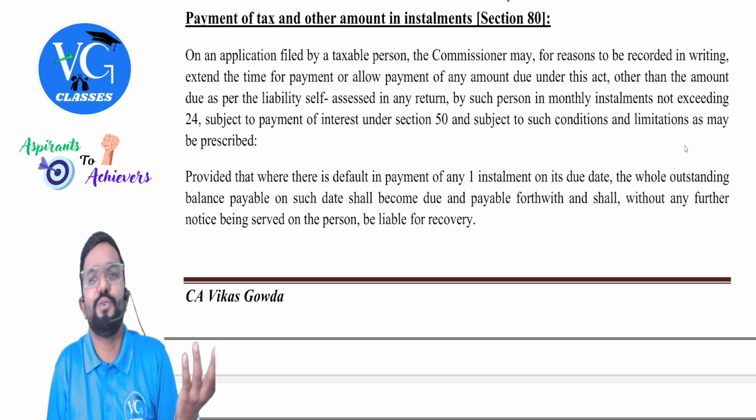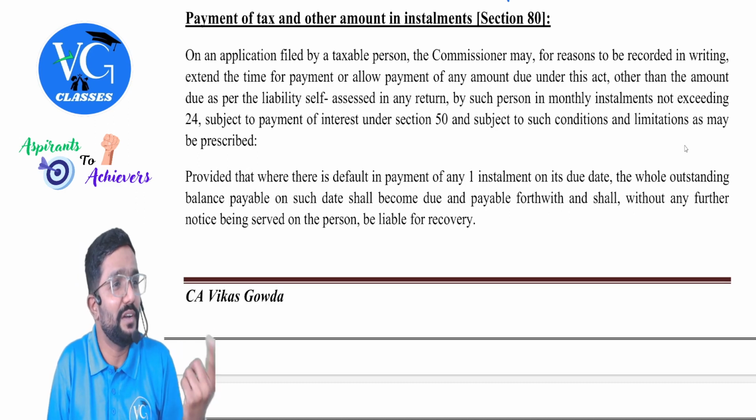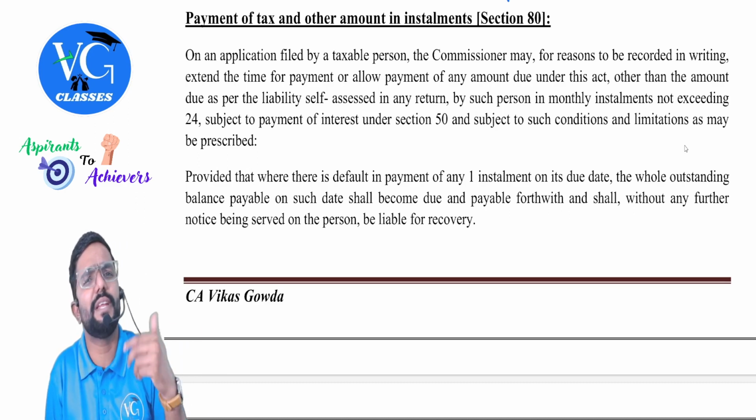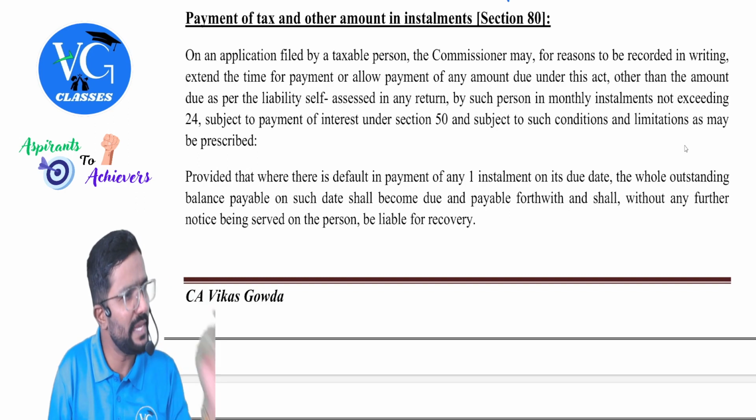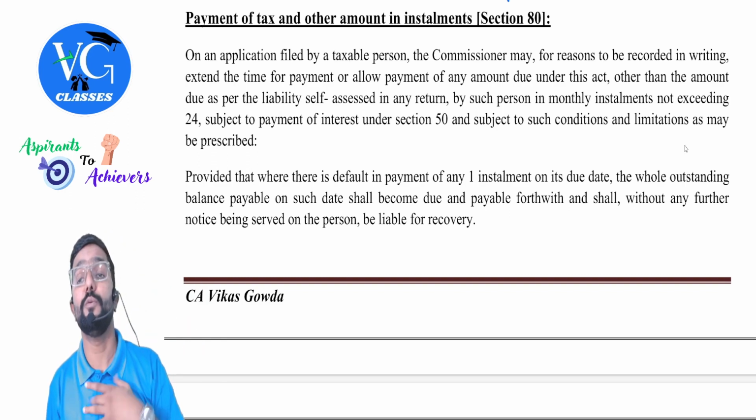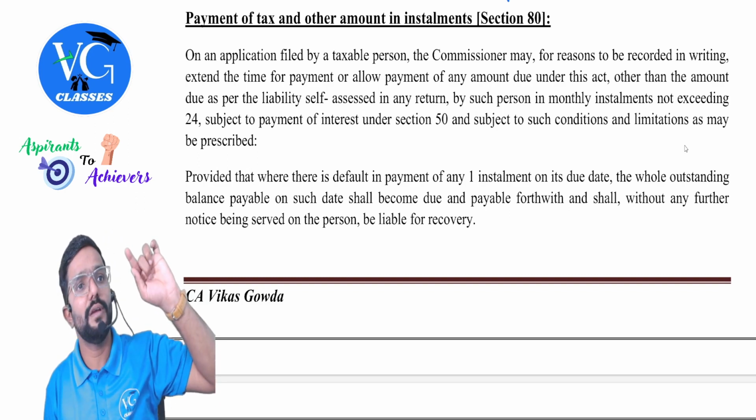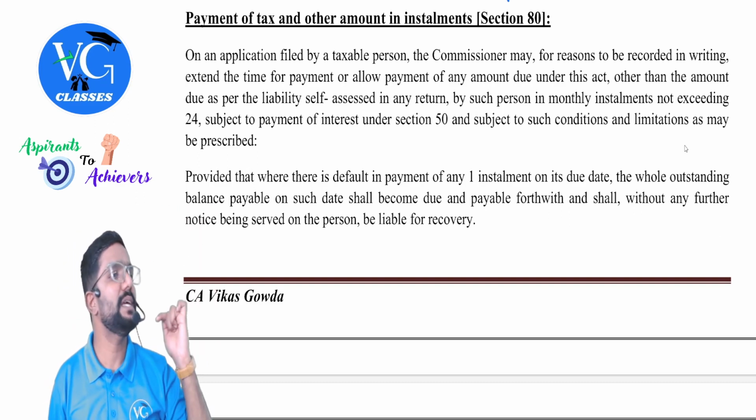Same way, sir, assume students, I am not able to pay the fees in one shot. So the institute or academy can give an option to pay in installment. Same way. But this power is with whom? Proper officer. Allowing the registered person to pay tax in installment.